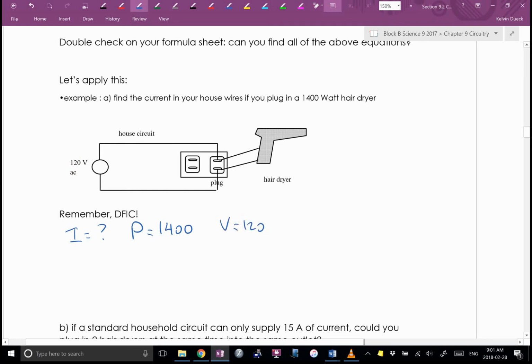Julia, I'm looking for an equation that has a P, a V, and an I, and since I want to find I, read me the one that has the I by itself from your yellow sheet. Look on your yellow sheet. Get your eyes used to looking.